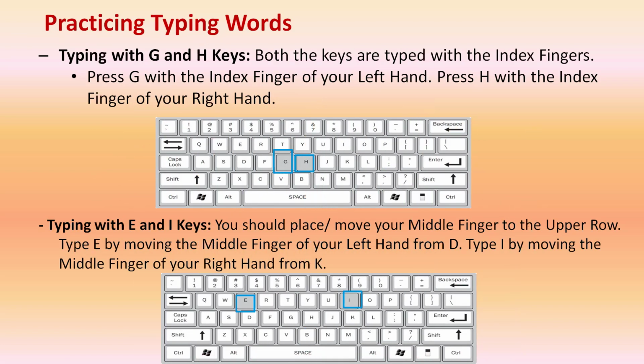Typing with G and H keys. Both the keys are typed with the index fingers of left hand and your right hand also. Typing with E and I, you should place your middle finger to the upper row. Type E by moving the middle finger of your left hand from D, and type I by moving the middle finger of your right hand from K.